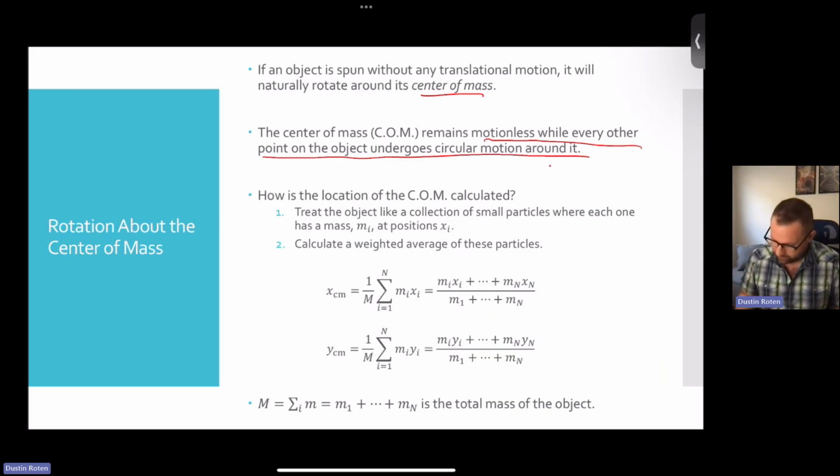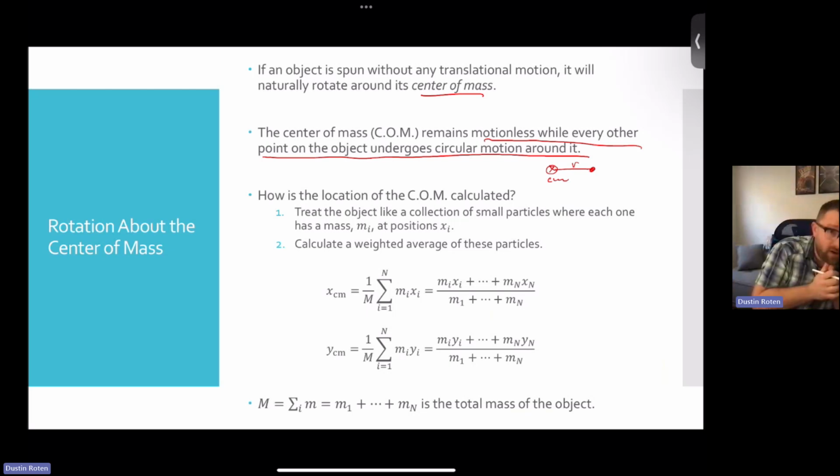So here's where we have that center of mass. Every other part of an object will have some radius away from the center of mass that it'll be rotating around. Now, a good question would be, how is the location of the center of mass calculated? Because if we want to do these rotation problems, or if we're thinking about something thrown or put into rotation in the International Space Station, we want to know what point it's going to spin around, because on the ISS there's no gravity, so anything will naturally want to spin around its center of mass if it's in space.